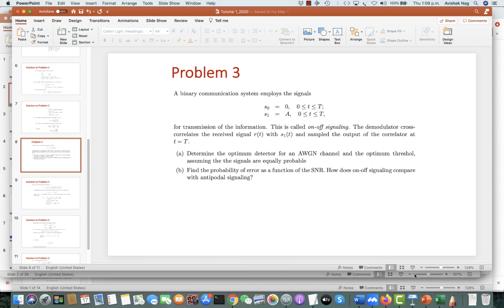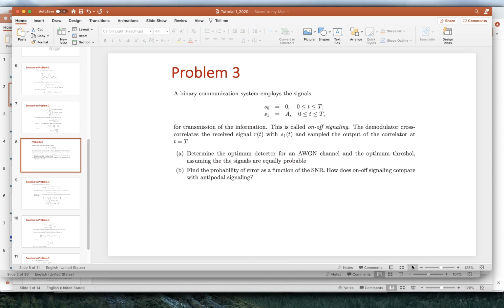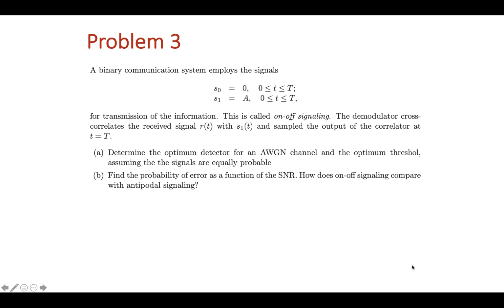So let's look into the next problem. Let's look into problem 3. So problem 3 basically says that you have a binary communication system that employs these signals. Okay, you have S0, which is equal to 0, and you have S1, which is equal to a constant amplitude. Okay, so this is an example of on-off signaling. Okay, so this is similar to the BASK that you have seen.